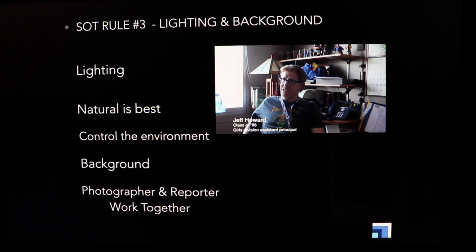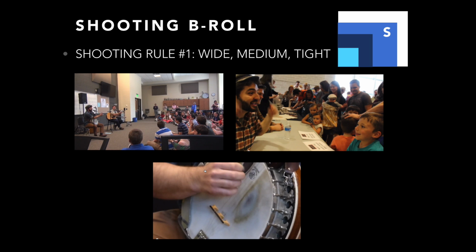Let's move on to shooting B-roll. There are three kinds of shots that you get when you're out shooting B-roll for action and reaction for sequencing. Wide, medium, and tight. These three shots from the Okie Dokie Brothers concert, Grammy Award-winning artists when they visited RJ and played a concert for kids. You see the wide shot, the medium shot, and the tight shot.